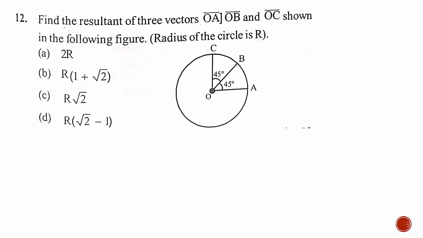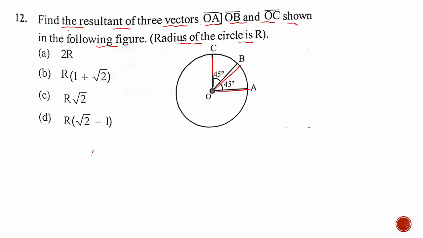12th question. Find the resultant of three vectors OA, OB and OC shown in the following figure. The radius of the circle is R. Find resultant of three vectors. Three vectors are given. You can observe the diagram. OA, OB and OC. These are the three vectors. We have to find their resultant.